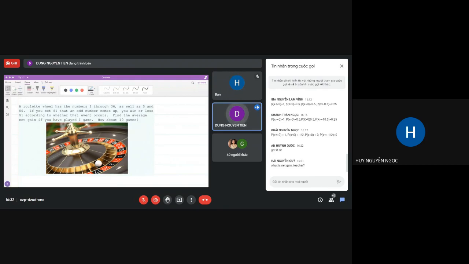The net gain is what you gain, what you can win. It doesn't matter if you have only one game, but if you play many games, then the net gain is the total amount of money that you can win.